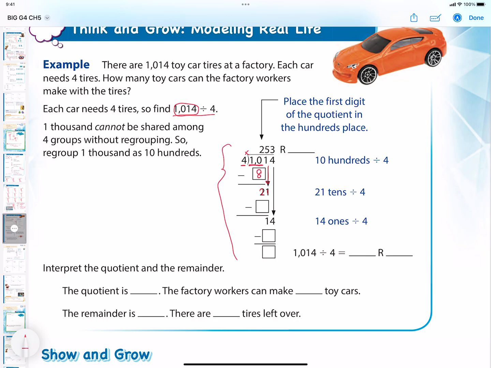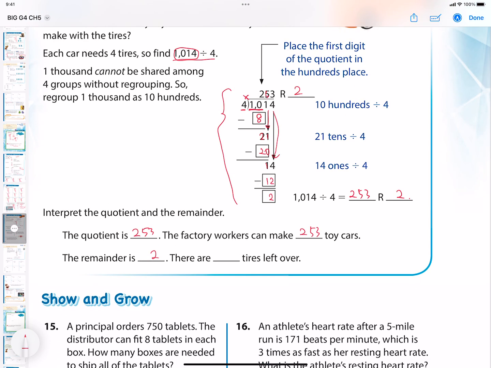And then we know we need to repeat the process. 4 times 5 is 20. So take away, 1 left over, and bring down this 4. And 4 times 3 is what? 12. So the remainder is what? 2. Okay, so the answer is what? Yes, the quotient is 253 and remainder 2. Okay, the quotient is 253. The factory workers can make 253 toy cars. The remainder is what? 2. So that means what? There are 2 tires left over.